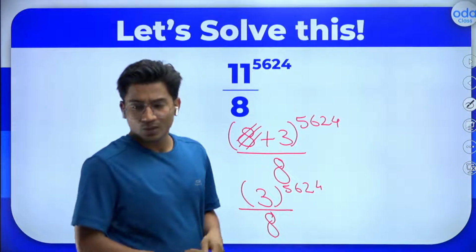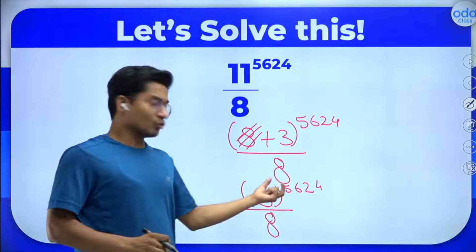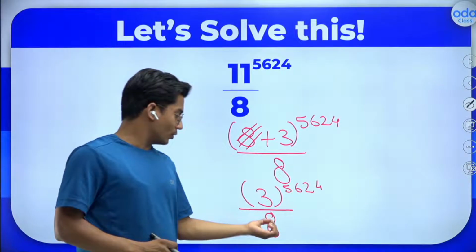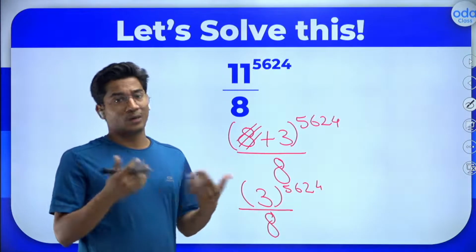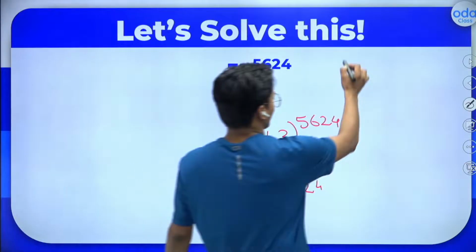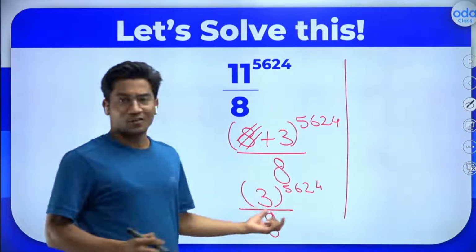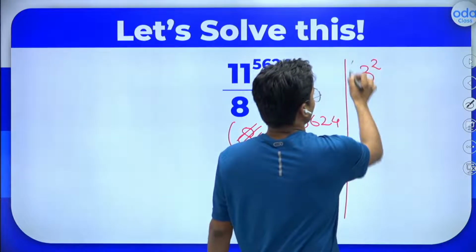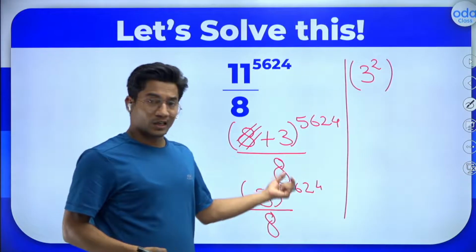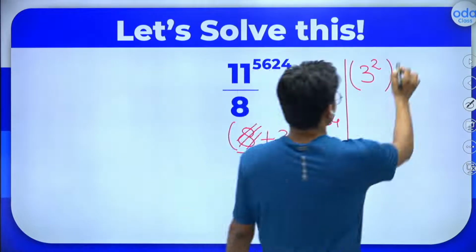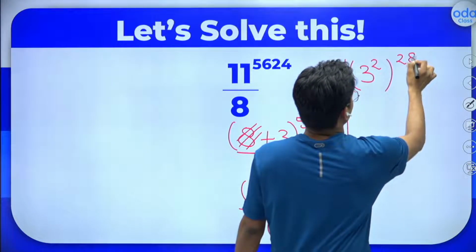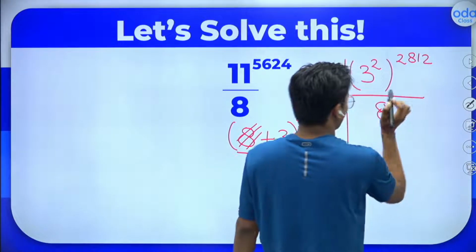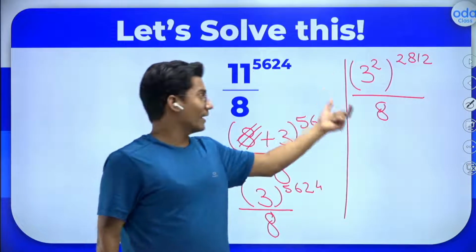So here, what are we supposed to do? That 3 exponent 5624 upon 8. So again, raise the power of 3, right? If you raise the exponent of 3, we can easily write that we will be having 3 exponent, we can divide this, so we will be having 2812 divided by 8, right? So 2812 divided by 8.